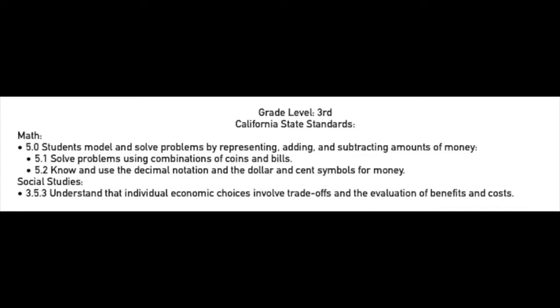5.1. Students solve problems using combinations of coins and bills. And 5.2. Know and use the decimal notation and the dollar and cent symbols for money. This also has an overlap with the California Social Studies Standard 3.5.3. Understand that individual economic choices involve trade-offs and the evaluation of benefits and costs.